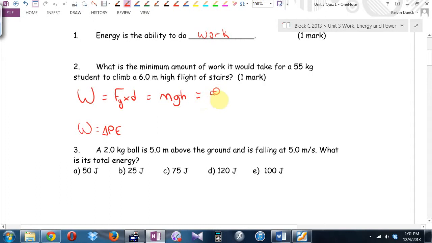Mass, hopefully they gave it to me, 55, times 9.8 times 6. Double check, is the height in the same direction as the force? So make sure if I ever give you a picture, don't use the slanty diagonal length of the stairs for the work against gravity. If it was a ramp, you would use the slanty length for friction, because friction acts along the ramp, absolutely, but you wouldn't use it for gravitational work.